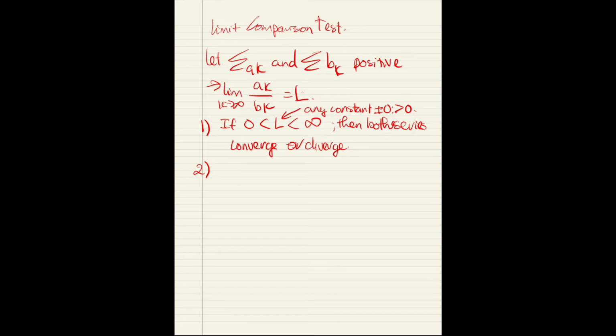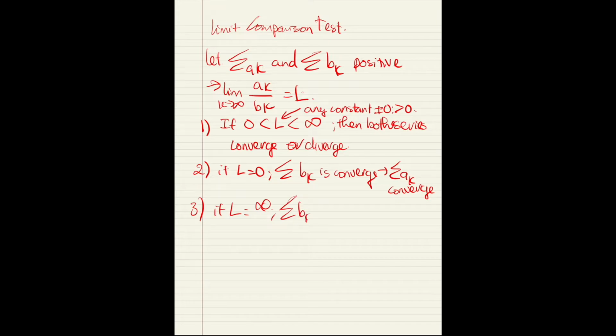For number 2, if L equals 0 and the series of b of k converges, then the series of a of k converges. Number 3, if L equals infinity and the series of b of k diverges, then the series of a of k diverges. Let's just do some questions.